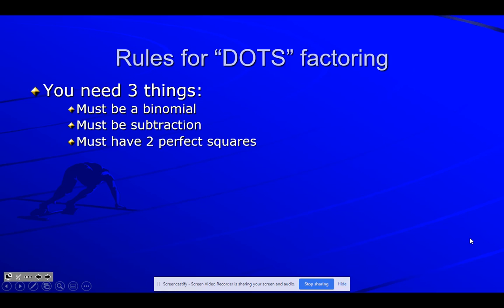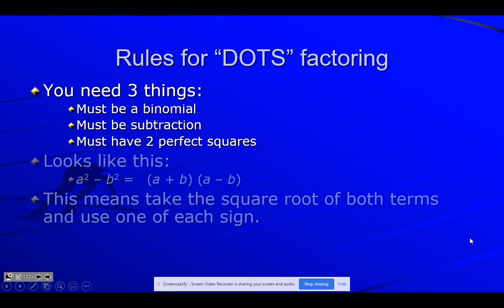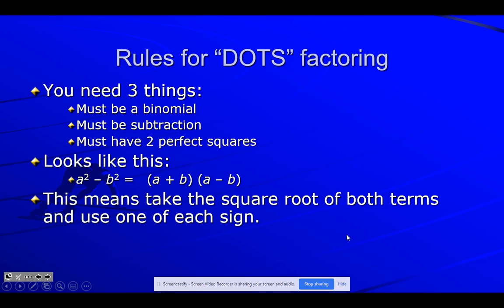Once you have established that you have those three things, it's going to look like this. Like I said before, you have to have two perfect squares. So a squared minus b squared will factor into two sets of parentheses, and it's going to be a plus b and a minus b. Basically, this means to take the square root of both of the terms and use one of each sign, plus and minus.